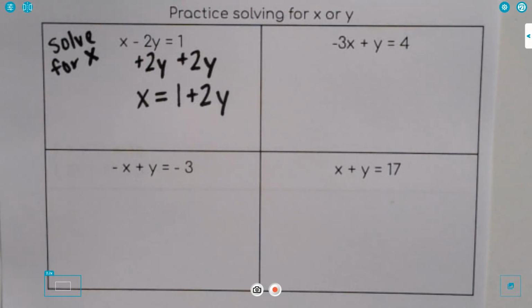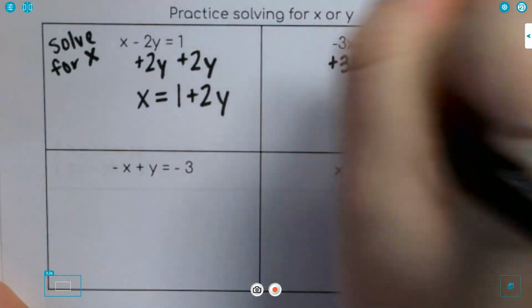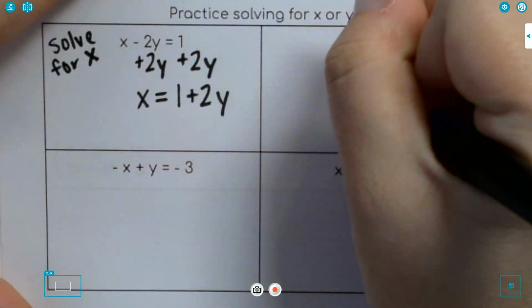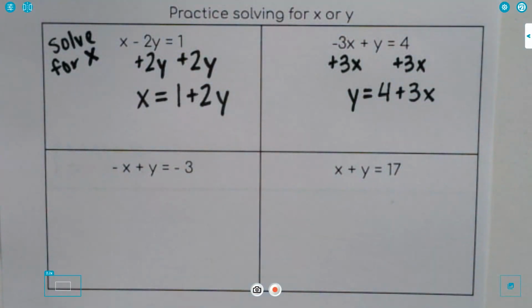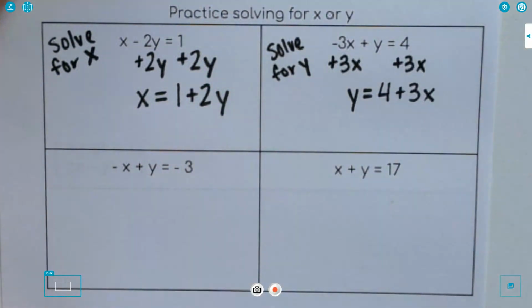Okay, the next one, we've got negative 3x plus y equals 4. What's closer to being by itself? Y. So we want to move the x, leave the y. So we're going to add 3x to both sides. We'll do y equals 3x plus 4, or 4 plus 3x. I'm just going to leave it in that order. Doesn't really matter. Let's put a note to ourselves that we solved for y.